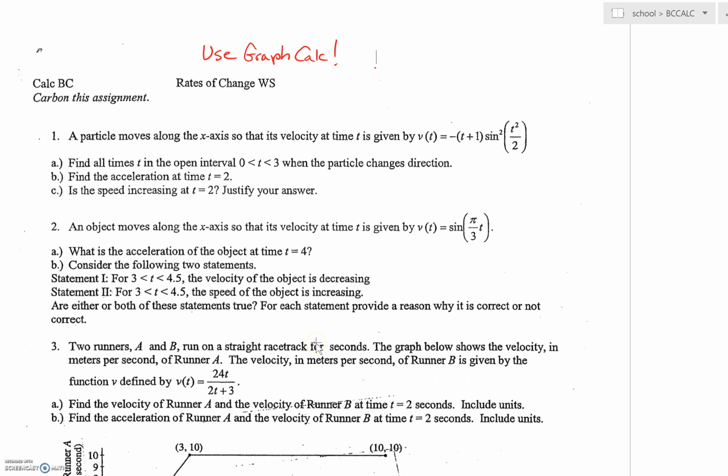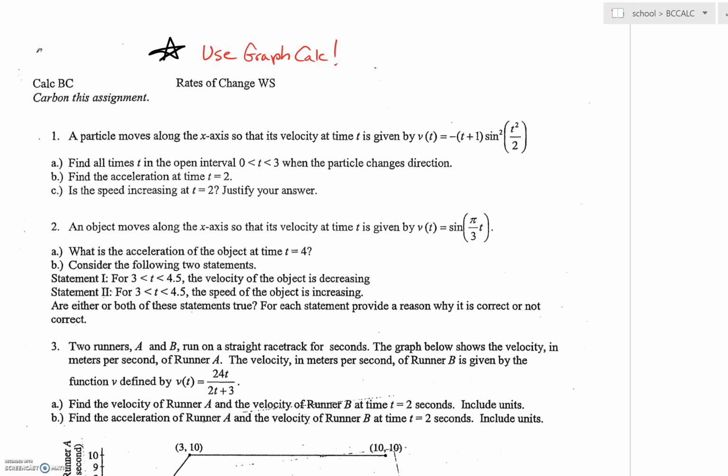Okay, BC Calculus, we're looking at section 3.7, in particular a rates of change worksheet. You can see at the top here, I made a big note: we're going to use the graphing calculator wherever we can. So that's going to really shorten your work. This becomes way more conceptual. We're getting into the big ideas.